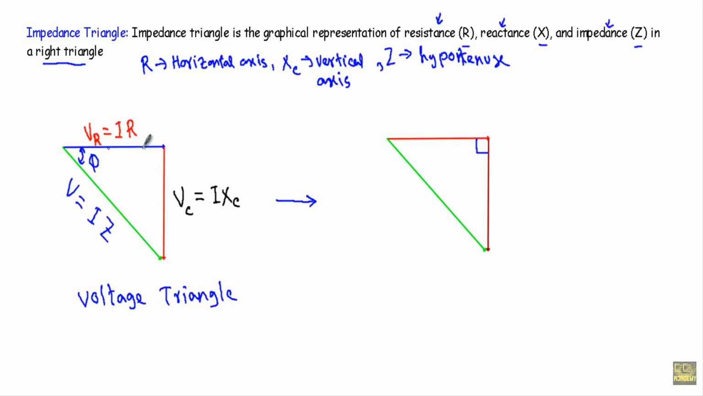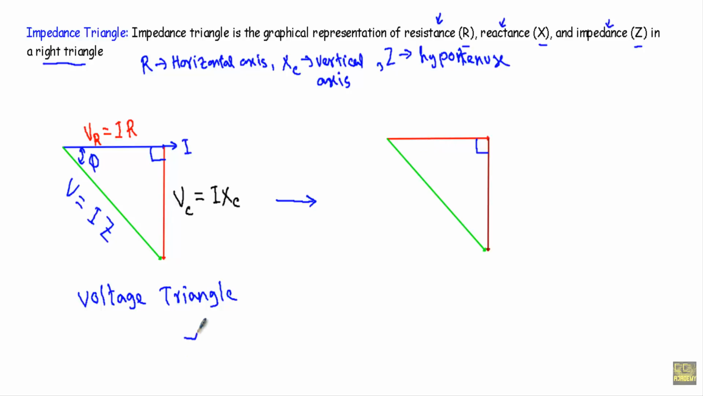Now see, in this direction VR equal to IR, in this direction VC equal to IXC, and in this direction V equal to IZ. This is a right angle, and between the voltage and the reference phasor I, we have an angular displacement of phi, and I leads V by angle of phi. Now see, from this voltage triangle I can draw the impedance triangle.